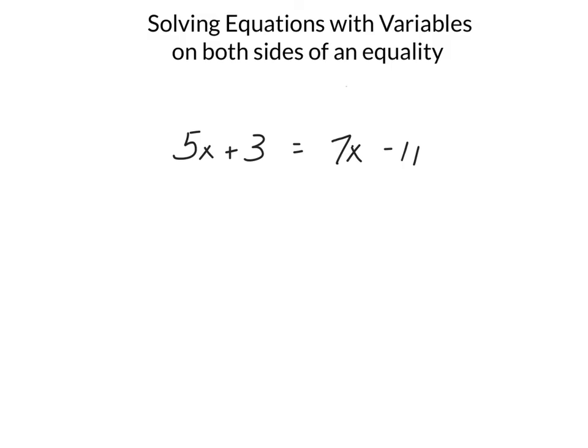All right, so we're going to talk about solving equations with variables on both sides of the equality. At this point, what you need to understand about equalities is that they simply state that one side and the other side are literally the same amount, even though they may look different. For instance, we've got this 5x plus 3 over here, and we're saying it's equal to 7x minus 11. While they're not written the same, they are identical in value.